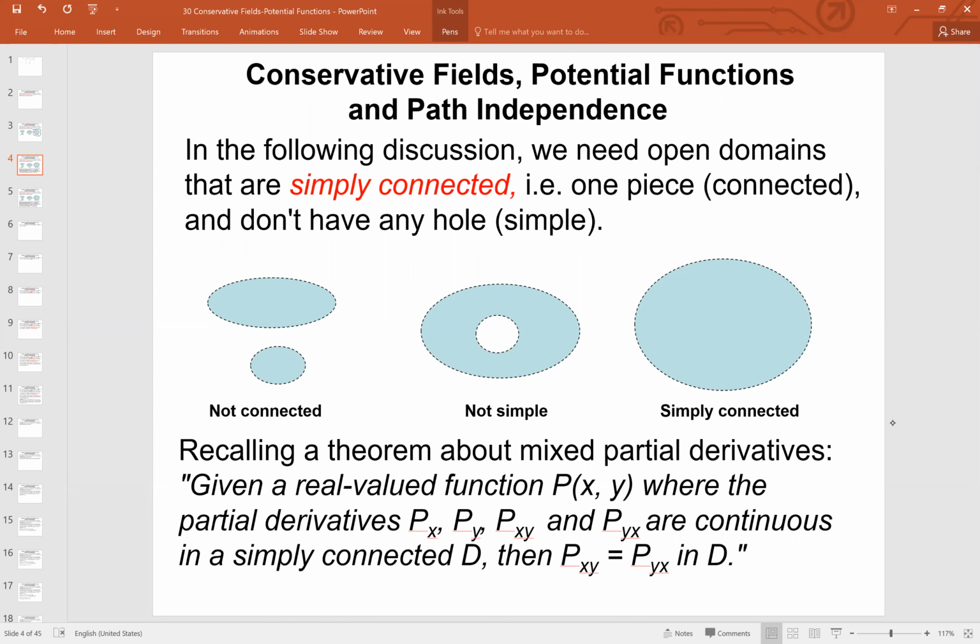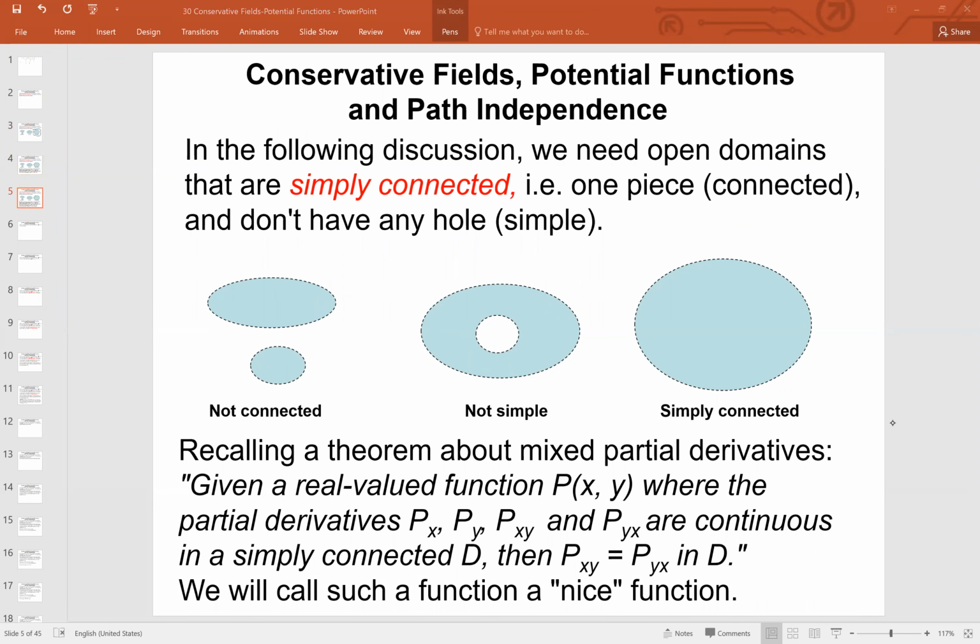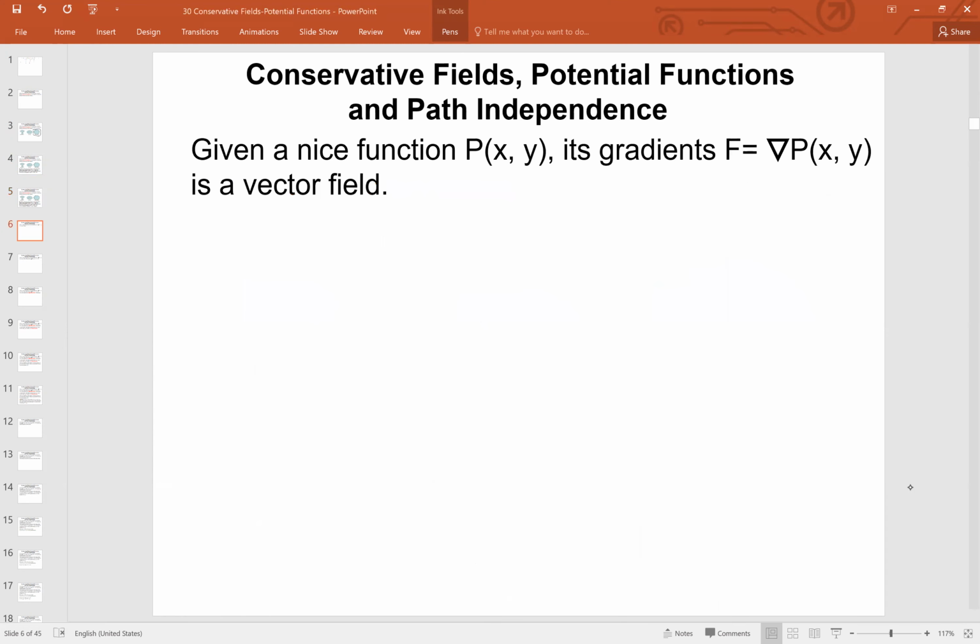Let's say these kinds of functions, we call them nice functions. On the other hand, if I'm given a function in two variables, I can obtain a two-dimensional vector field from that function, namely the gradient: partial x, partial y at each point. So the gradient is a vector field, and these gradient fields are what we call conservative fields.